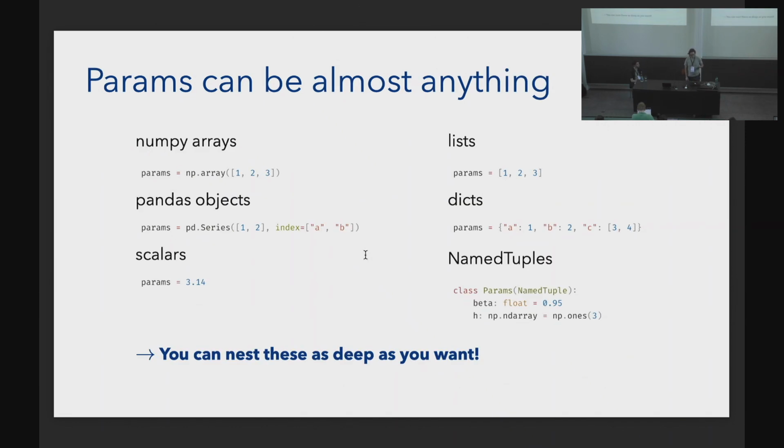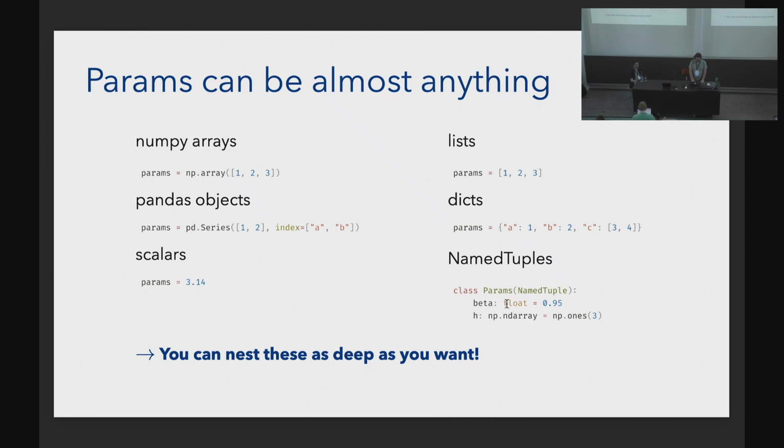Then a big difference of SDMagic is that the params, so the start parameters, can be almost anything. In SciPy, they had to be one-dimensional NumPy arrays. That works here as well. But they could, for example, also be pandas objects, so they could be a data frame or a pandas series. And one thing that already gives you is that you have labels for your parameters, so you can name them and don't need to remember that position 27 was that parameter. You can also use scalars, lists, or dictionaries. And if you want, you can also use named tuples.